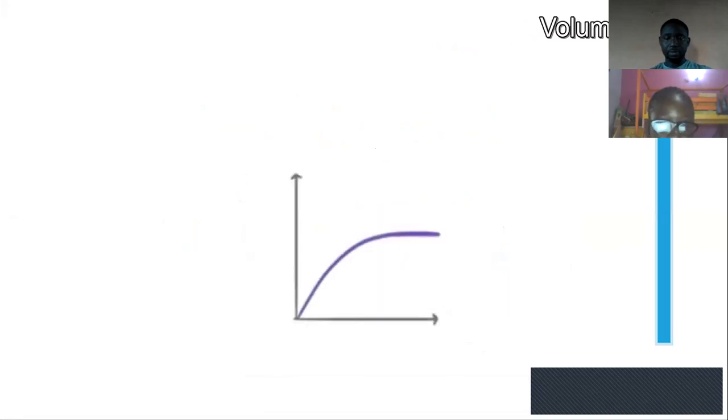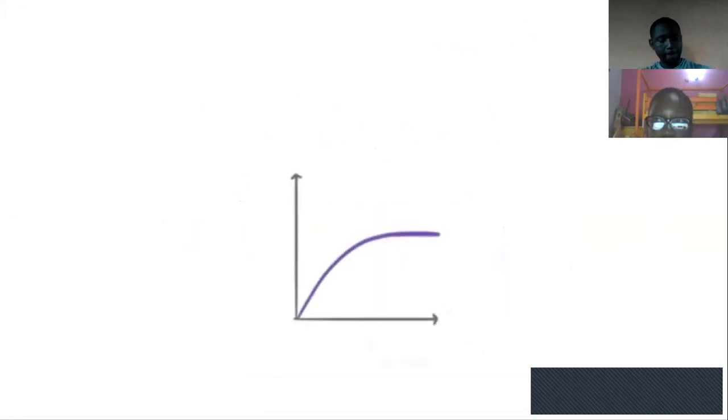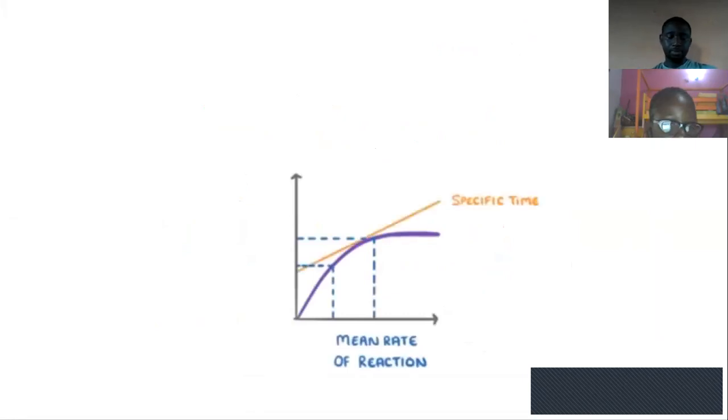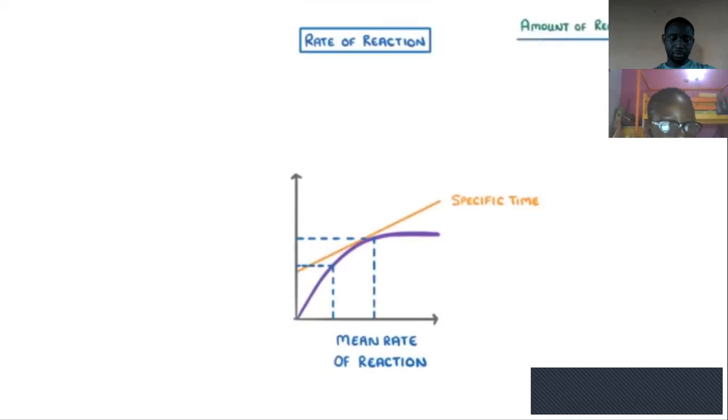In today's video, we're going to see how we can use graphs to measure the mean rate of a reaction and the rate of reaction at a specific time. We saw in the previous video that we can calculate the rate of reaction by dividing either the amount of reactant used or the amount of product formed over the time taken for that change to occur.